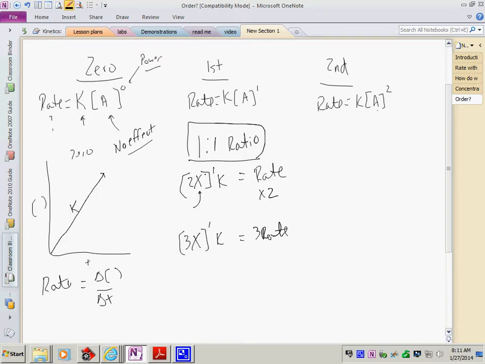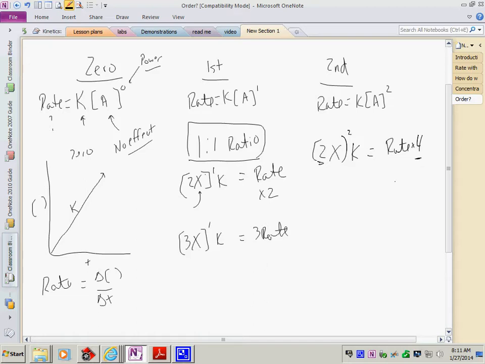Now, let's say concentration equals X, and I triple it. I don't want to triple it, let's just say I double it again, times 2, and then this thing is going to get squared. 2 times 2 is 4, times your value of K means that your rate is going to be 4 times. So doubling caused a quadrupling, or a squaring.